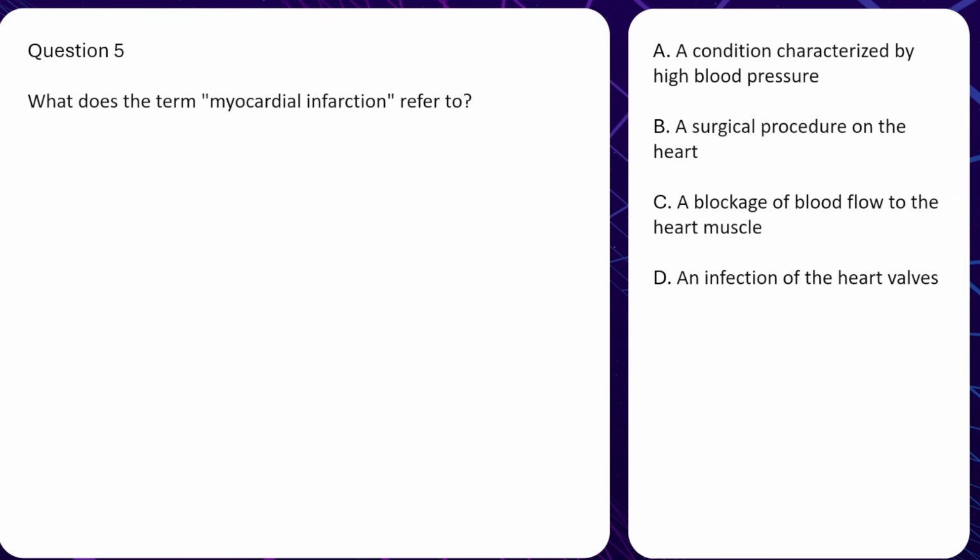And lastly, what does the term myocardial infarction refer to? Is it A, a condition characterized by high blood pressure, B, a surgical procedure on the heart, C, a blockage of blood flow to the heart muscle, or D, an infection of the heart valves? So myocardial infarction is also referred to as a heart attack, and that's the blockage of blood flow to the heart muscle, which leads to tissue damage. So myo is our muscle, cardio is our heart, and then infarction refers to tissue death due to lack of blood supply. So that would be our C, a blockage of blood flow to the heart muscle.